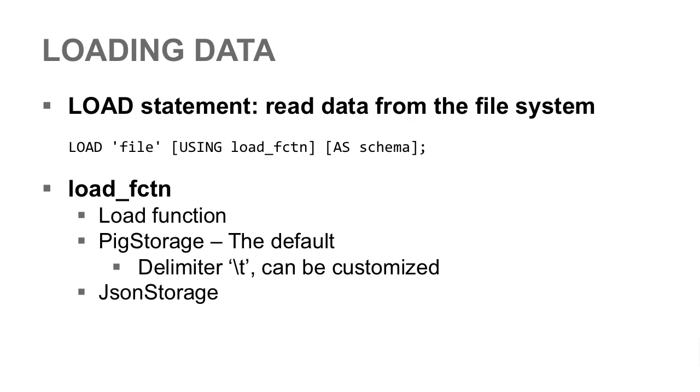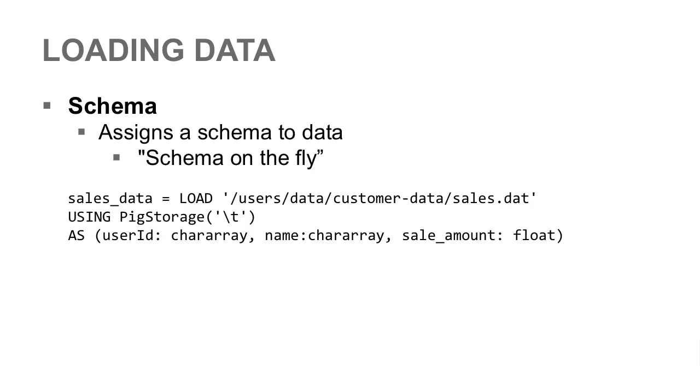Let's see now how are we going to load the data in our Pig programs. First, we have the load statement. With load statement, we will read the data from the file system, and we have several options. We have the load function, and the default function that we use is the Pig storage. The delimiter is tab, and you can customize that. One of the alternative storage is JSON storage, JavaScript object notation, very popular in modern systems. And when it comes to schema, we assign a schema to the data, and we are saying that such schema is assigned on the fly, or we also say the schema is assigned on the read.